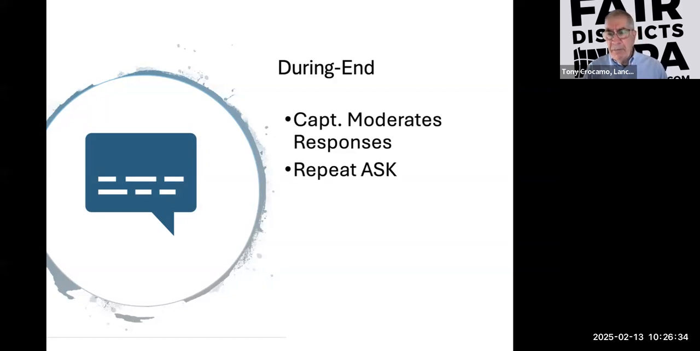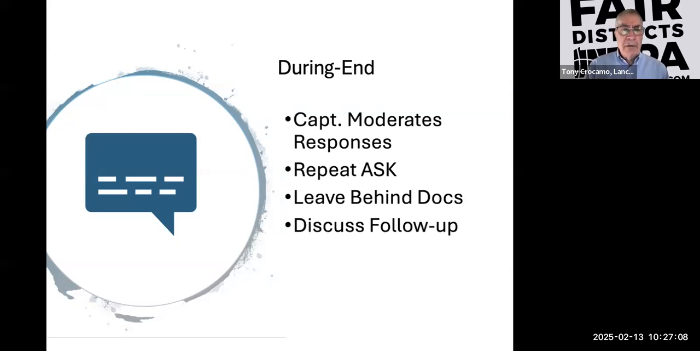The captain needs to be aware of the time. So 5 minutes before the meeting ends, the captain repeats the ask. If there are leave behind documents, we have that 2-page summary of the bill. We have that bill that summarizes the existing process and compares it to how the process would be once our legislation is enacted. Those are good leave behind documents. There may be others that you develop for a specific legislator. So you hand those over, you leave them behind, you discuss follow-up. We understand that you had a question about this aspect of the bill, and we will get that information to you in 2 or 3 days.